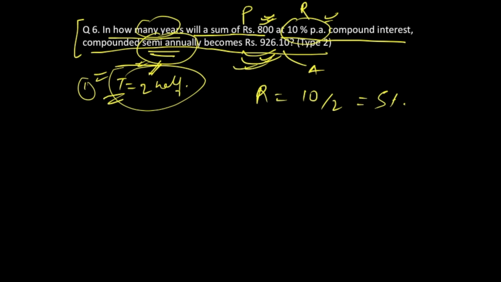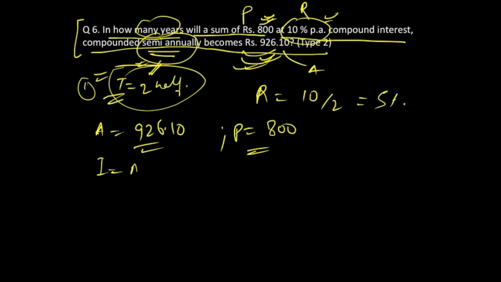This is your amount value, A, rupees 926.10. Principal is your 800 value. If you subtract this from this, you're going to get your interest, right? So interest is nothing but A minus P, that is 926.10 minus 800. You're going to get your answer as 126.10, right? So this is the interest that you have generated in certain years. This is the rate of interest which is actually being charged on 800 every year, or every half year rather.